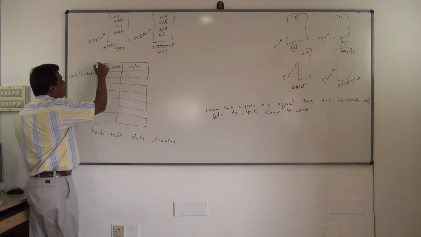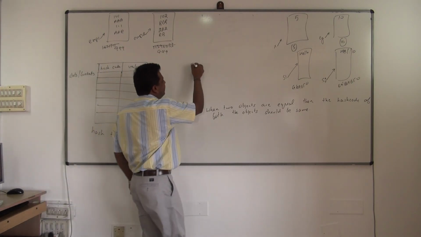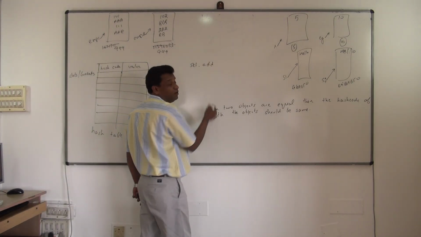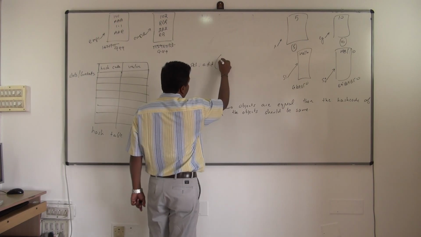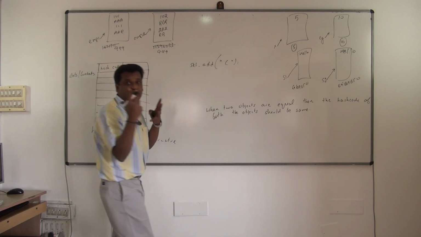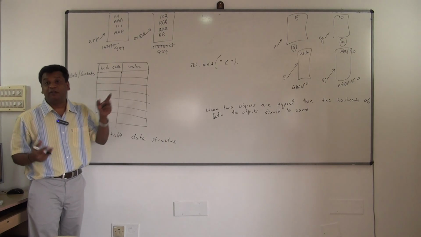So now see, when I am inserting any value, supposing I say set.add, HashSet.add, I'll say C. So that hash code value will be taken now. The hash code value of what?